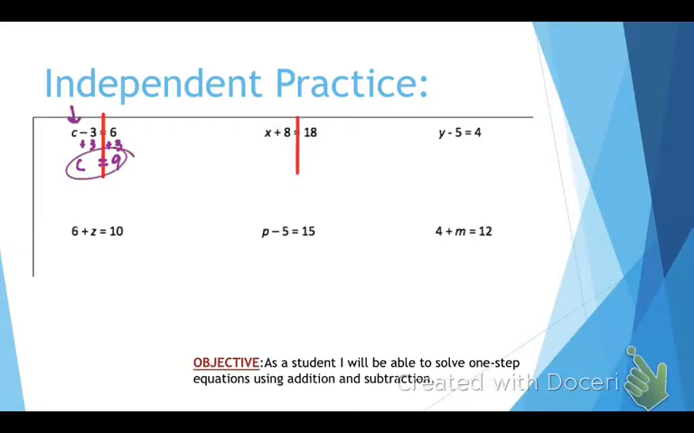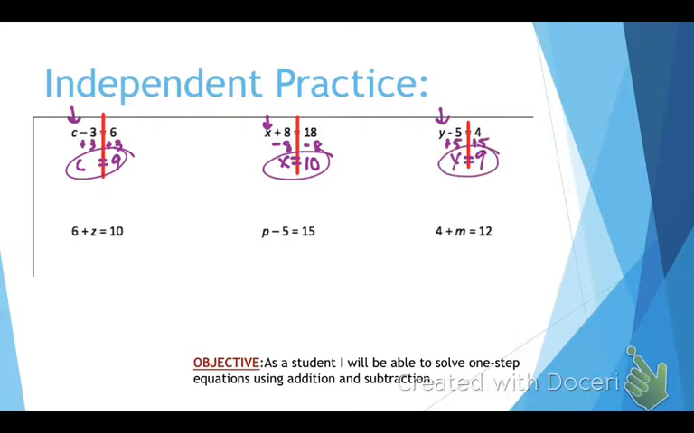Draw my line. All right, here we go. Variable is here. -8 from both sides. X equals 10. Congratulations. 10 plus 8 does equal 18. Good job. Next one. Draw my line. Variable right here. Opposite of -5. Add 5. Add 5 to both sides. You're going to get 9. Y equals 9. Congratulations, we're done.